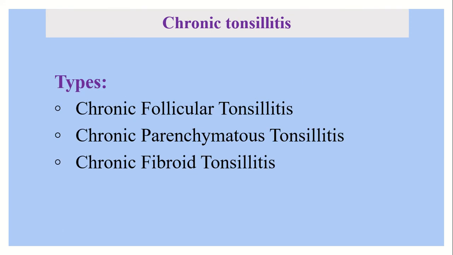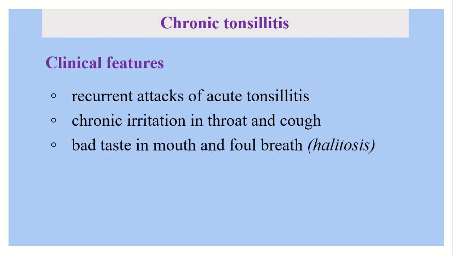There are three types of chronic tonsillitis: chronic follicular tonsillitis, chronic parenchymatous tonsillitis, and chronic fibrotonsillitis. The clinical features are recurrent attacks of acute tonsillitis, chronic irritation in the throat and cough, and a bad taste in the mouth and foul breath. We call this halitosis.